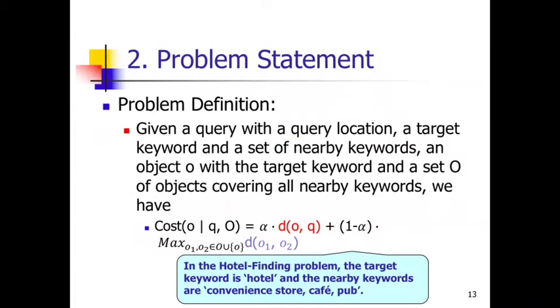Let's first define a cost, namely c(o | Q, O). Given a query Q with a query location and a target keyword and a set of nearby keywords, an object o with the target keyword, and a set O of objects covering all nearby keywords, we have the cost of o given Q and O to be alpha times D(o, Q) plus 1 minus alpha times the maximum pairwise distance between the objects in O.